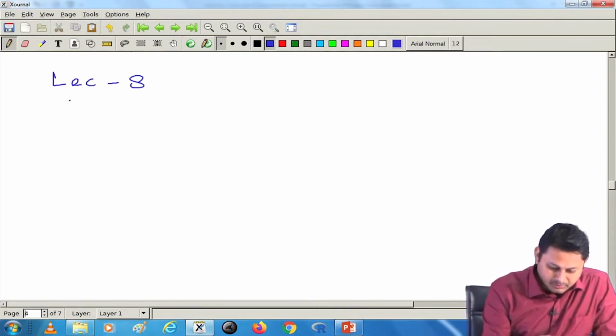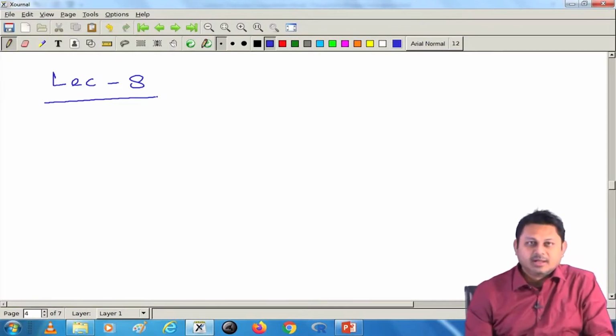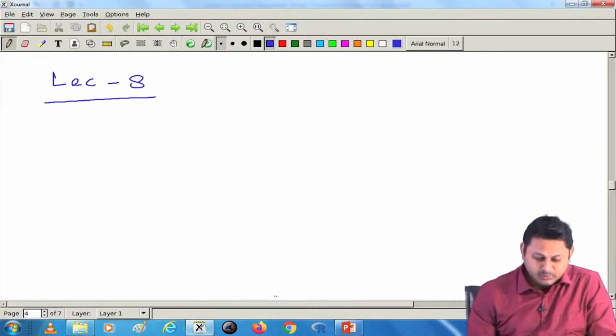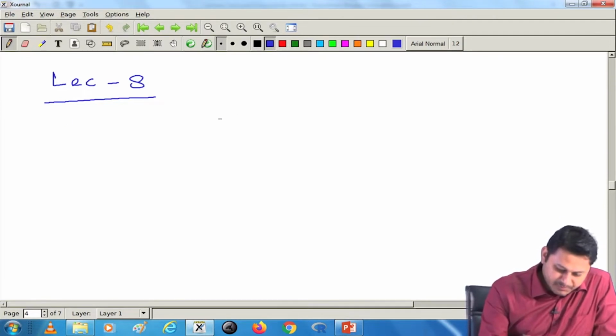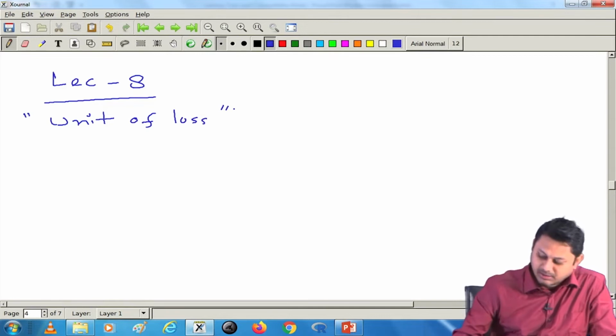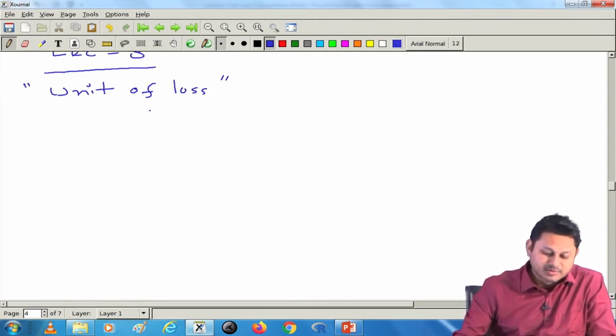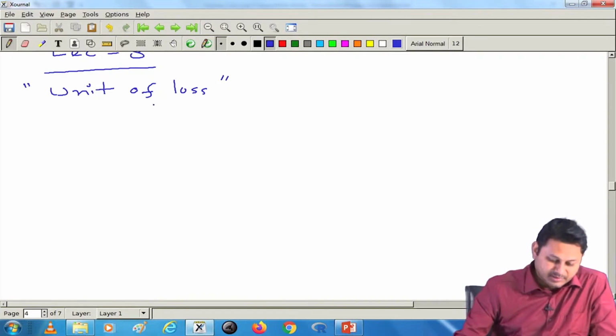In the previous class we discussed loss, and we mentioned that there are many ways through which loss can be incorporated in waveguide propagation and calculated, and there is a specific unit for that. So today we are going to understand the unit through which one can define a loss. The topic is the unit of loss: dB or dB per kilometer, etc. This is the measurement of loss.